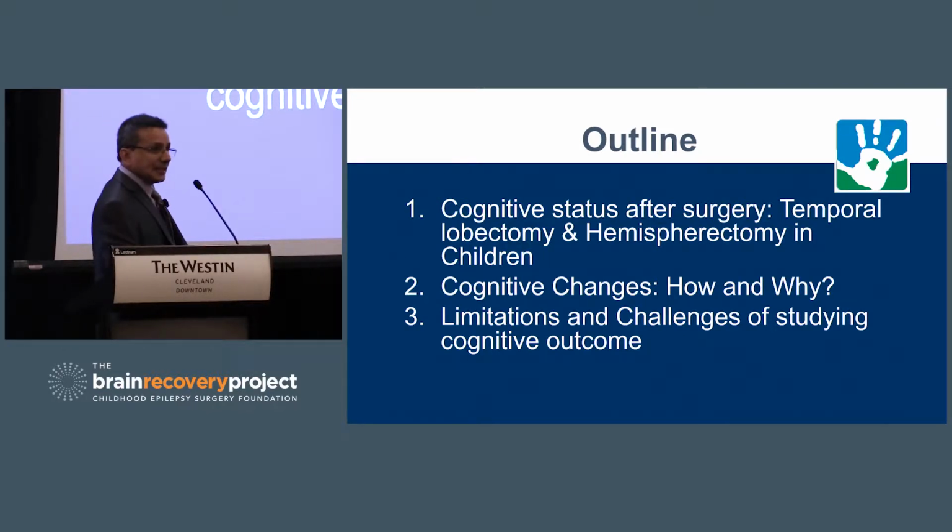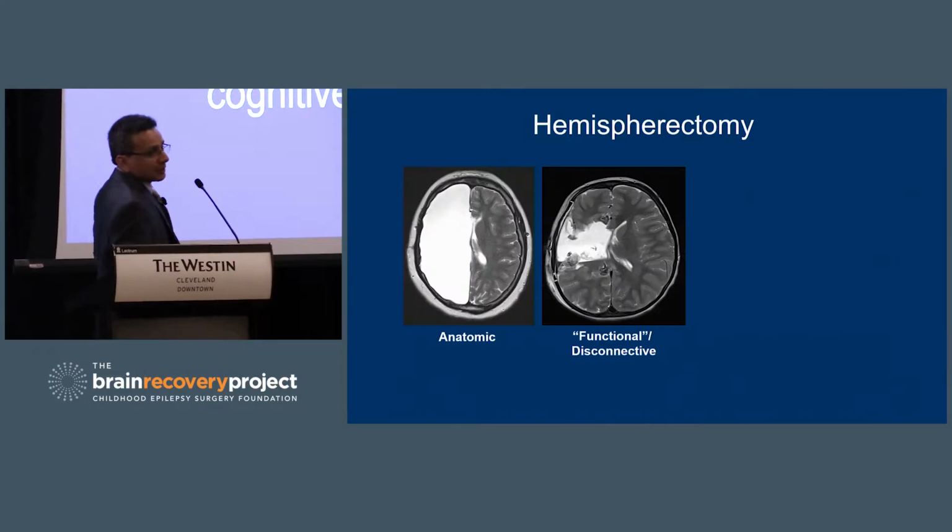Okay, in the next 10-12 minutes, my plan is to talk about cognitive outcome after the two common epilepsy surgeries in children, hemispherectomy and temporal lobectomy. And I would like to ponder why this happens, why there are cognitive changes, why some children improve, why some decline, why there is no change. And lastly, limitations and challenges of studying cognitive outcome in children.